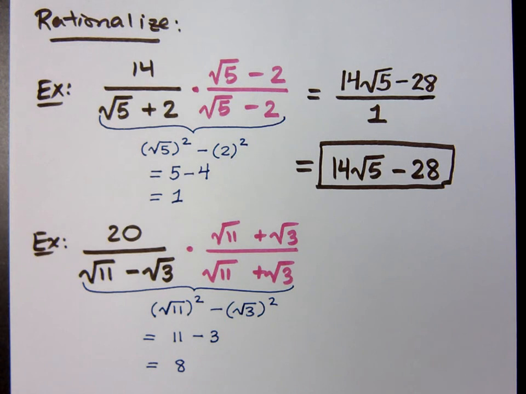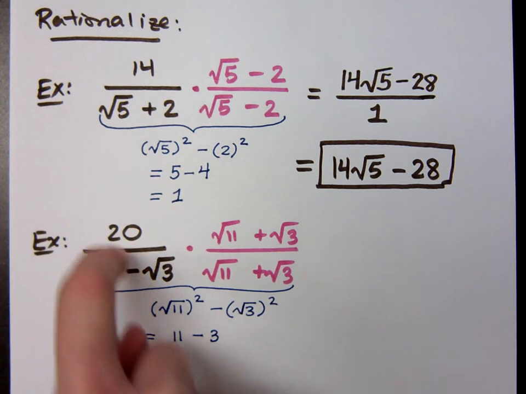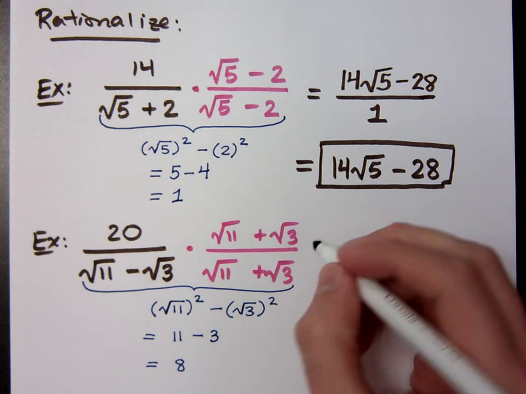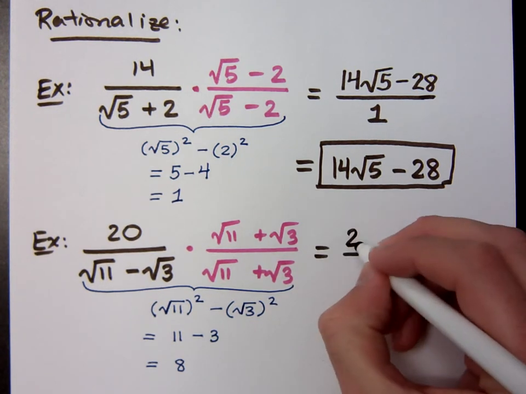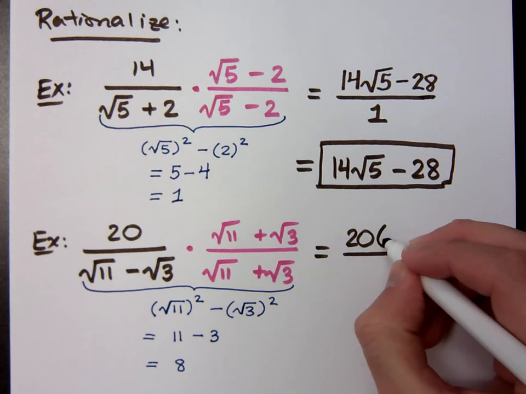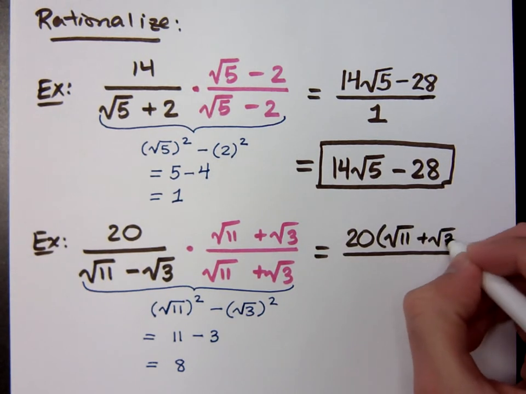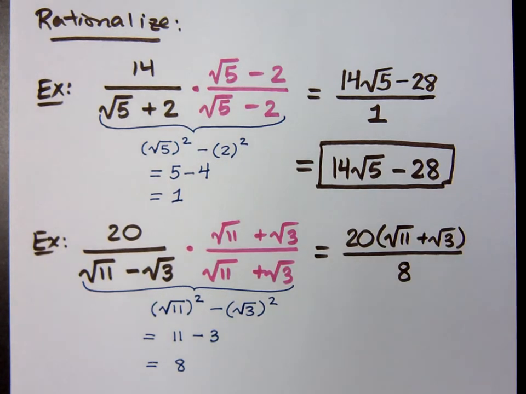Now, here's what I want you to do. I want you to look ahead here. My denominator is 8. My original numerator was 20. Don't these guys have something in common? So before you distribute, I want you to keep this guy factored for me. So that's 20 times the square root of 11 plus the square root of 3, and this is all over 8. Are you guys with me to that step?